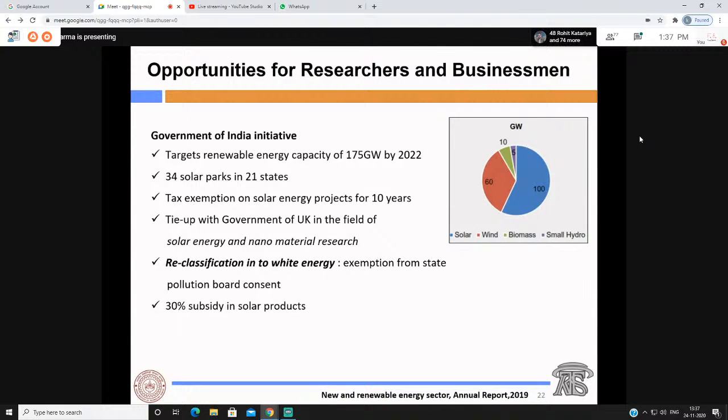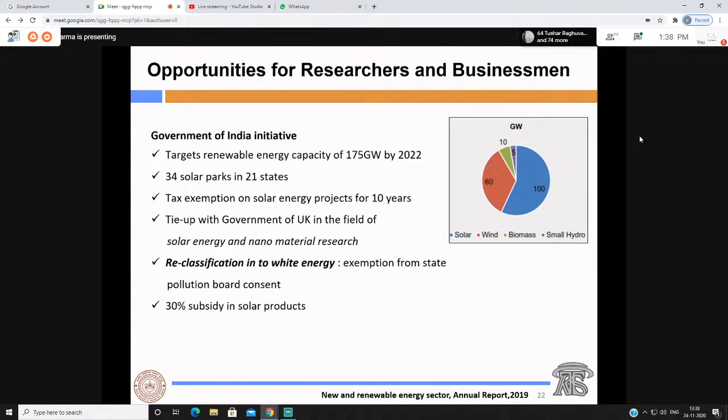In the field, obviously, the government is focusing more and more on renewable energy sources, and relying less on non-renewable sources or on crude oil imported from other countries. So what is the recent target of the government for renewable energy? They want to produce at least 175 gigawatt by 2022.